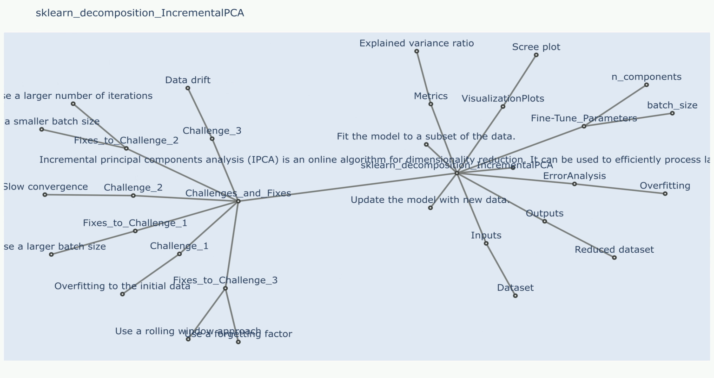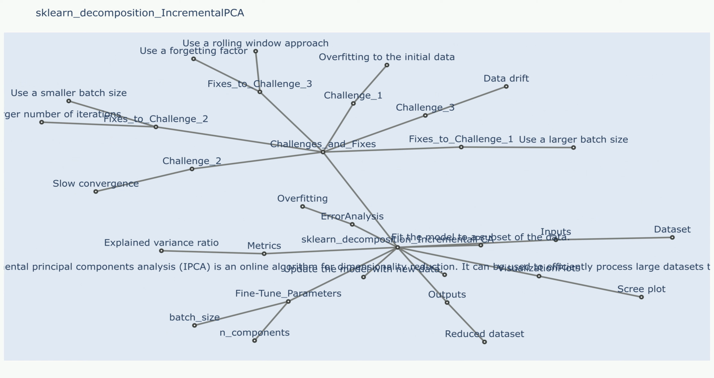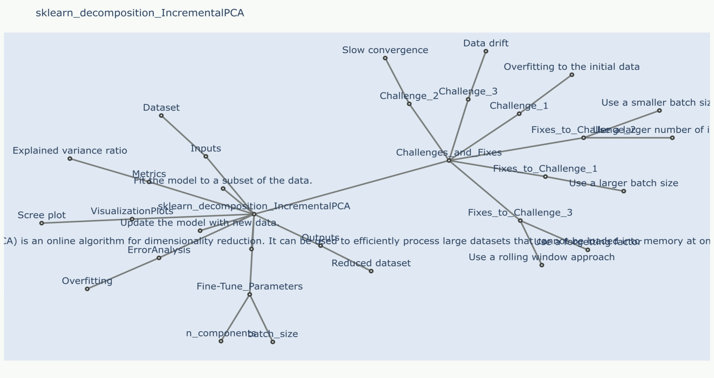Challenges and fixes. Challenge 1. Data drift. If the data distribution changes over time, the previously learned principal components may become outdated. Sample use case. An online recommendation system where user preferences evolve over time. Fixes. Periodically retrain the incremental PCA model with new data to adapt to data drift. Use a sliding window approach to process only recent data points.